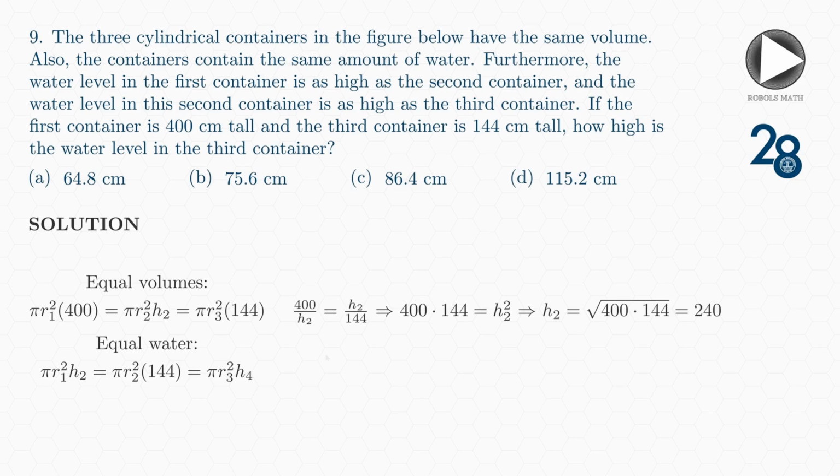Next, we use the first one and the last one: 400 over h2, which we know to be 240, is equal to 144 over h4. Again, we equate that. We solve this equation similar to how we solved it earlier. Cross multiply and then divide both sides by 400. We get that h sub 4 is equal to 86.4. Okay, I hope that's clear.